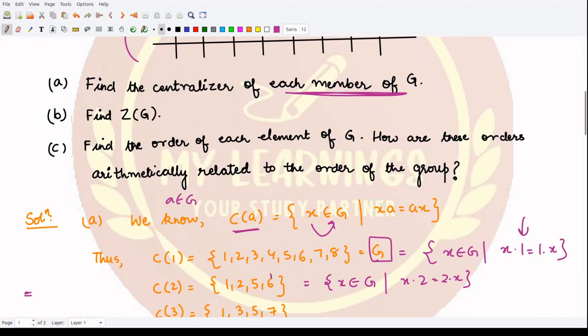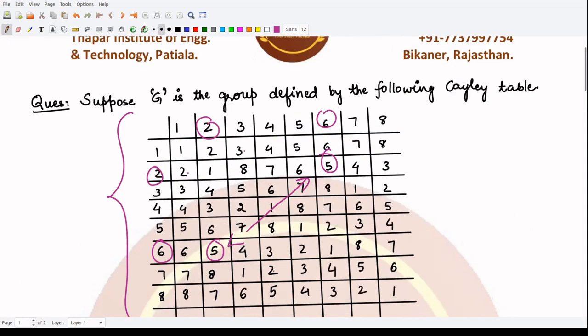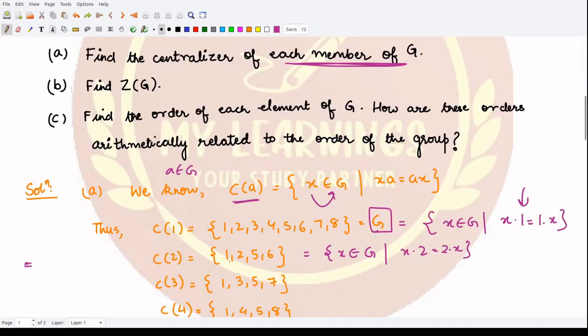What about 7 and 8? 2 star 7 is 4, 7 star 2 is 8. They are not equal to each other. What about 8? 2 star 8 is 3, 8 star 2 is 7. They are also not equal. Hence for the centralizer of 2, we have only the elements 1, 2, 5 and 6 with us.